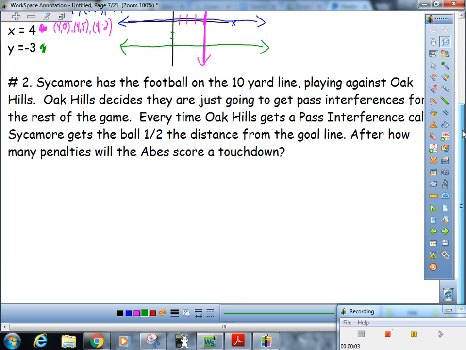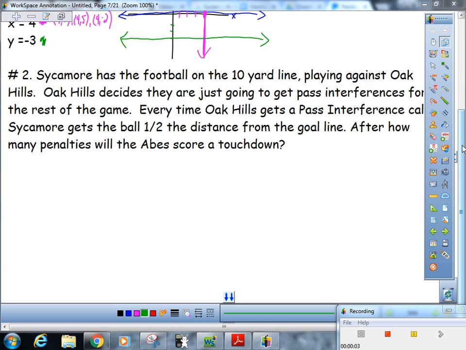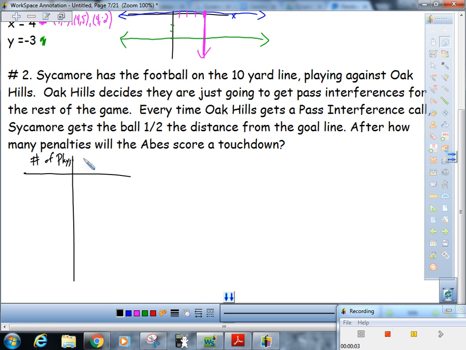we're going to go over this answer. Then I'm going to pause the video and show you guys a magic trick that involves calculus. This is kind of your introduction to calculus. Okay? So, let's do it with a chart. On the left side, let's write the number of plays. And on the right side, we'll keep track of our yard line.